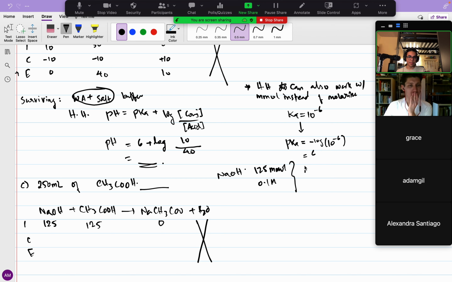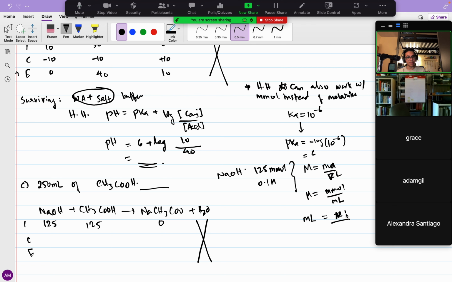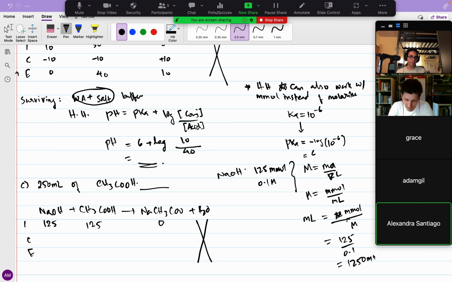Yes, you can. Molarity is moles divided by volume, or moles divided by liters, or millimoles divided by milliliters. So if you want to solve for milliliters, it's millimoles divided by molarity, which is 125 over 0.1, 1250. Does that make sense? Yeah.